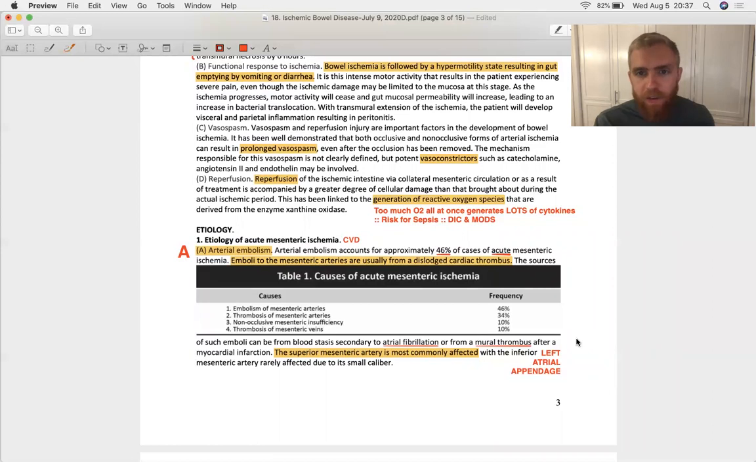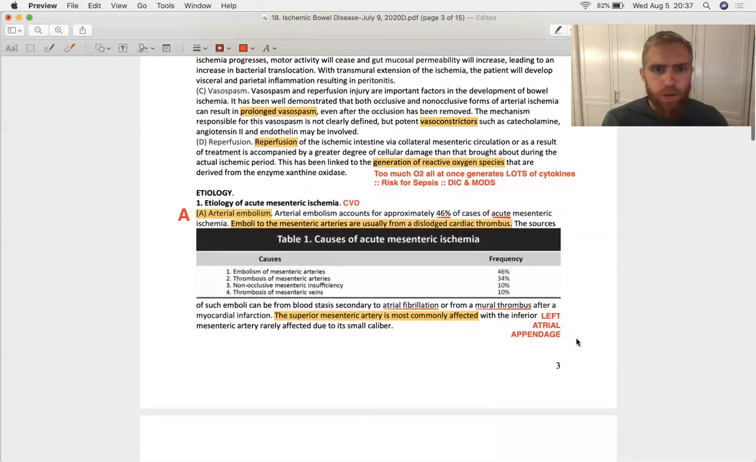And as that ischemia persists, it obviously irritates nearby tissue, creating inflammation and an immune response, leading quickly to peritonitis. Because anytime you have a necrosis, especially a full thickness necrosis, you might as well consider that a perforation, because that tissue is not stable whatsoever. We talk a bit about vasospasm.